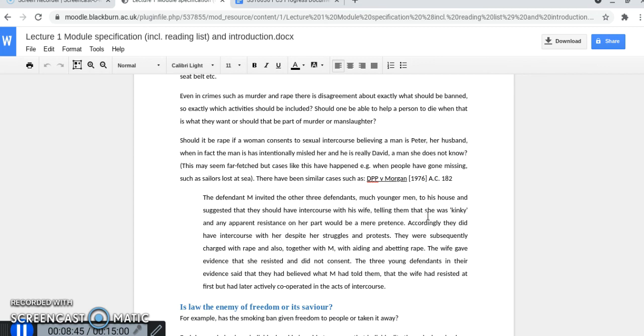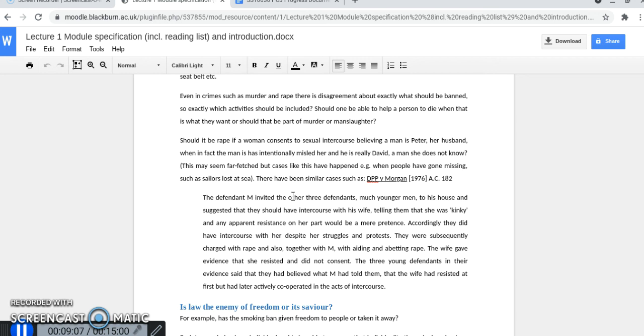But normally speaking, criminal law is only enforced against people who are at fault. After you've read this paragraph about this case, you've got to think about whether the three defendants were at fault. Certainly the defendant, Morgan, clearly is at fault in what he's done there. But in terms of the three defendants, were they at fault?